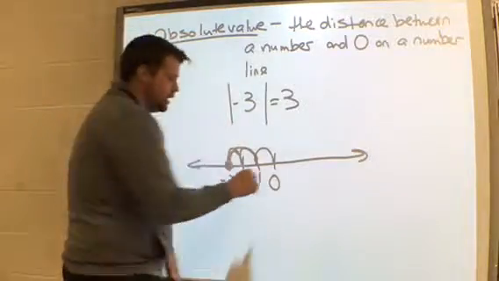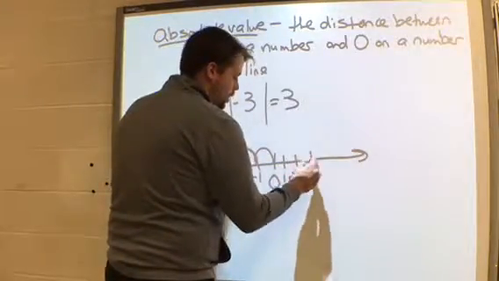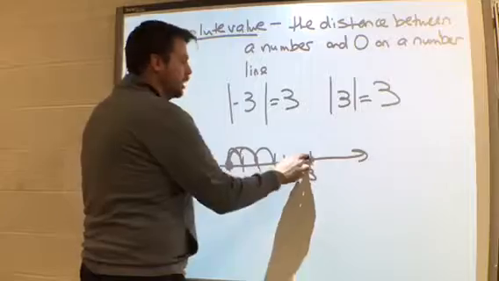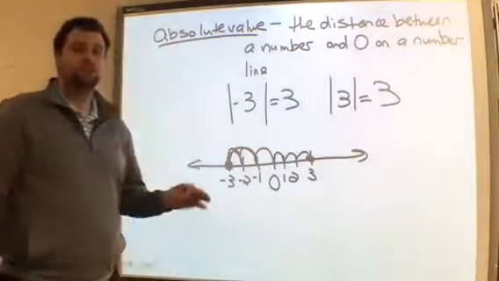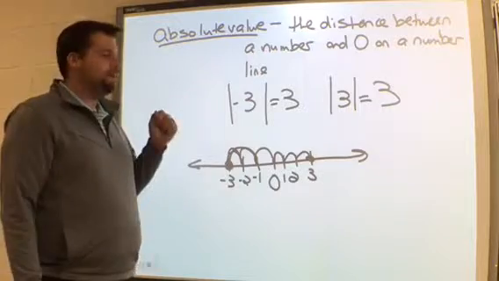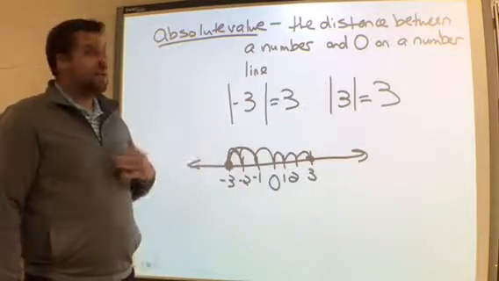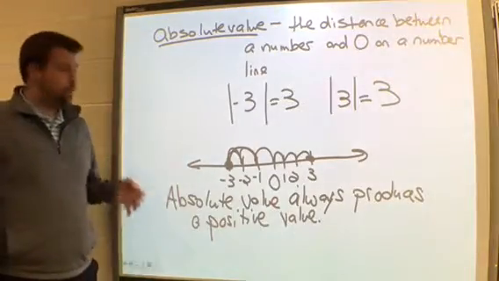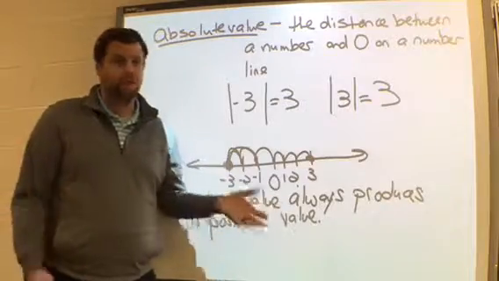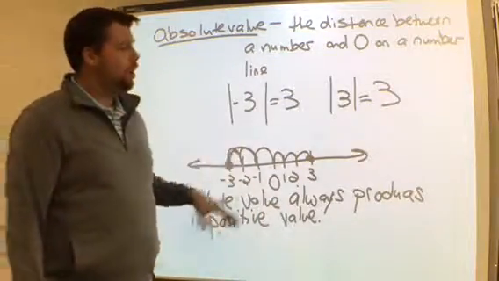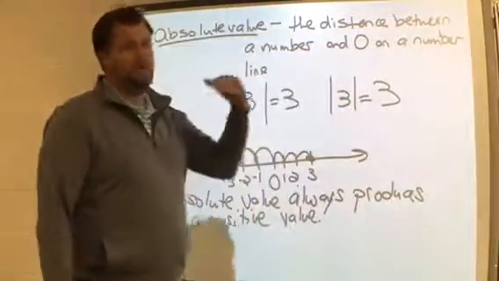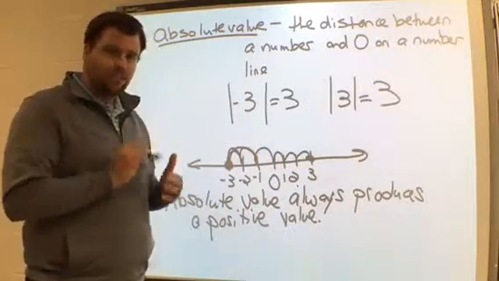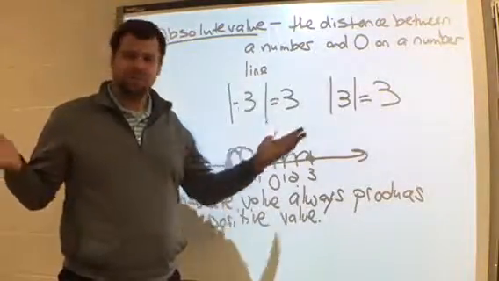Okay, on the other side, let's say +3. Okay, the absolute value of +3, it's also 3 because it's 1, 2, 3 units away from 0. Absolute value asks you how far a number is away from 0 on a number line. It measures distance, and distance is always positive. So basically, very important, absolute value always produces a positive value. Meaning, if you take the absolute value of a negative number or the absolute value of a positive number, you should always get a positive answer because it represents the distance between two things, and distance is always positive. All right, now let's look at some problems.